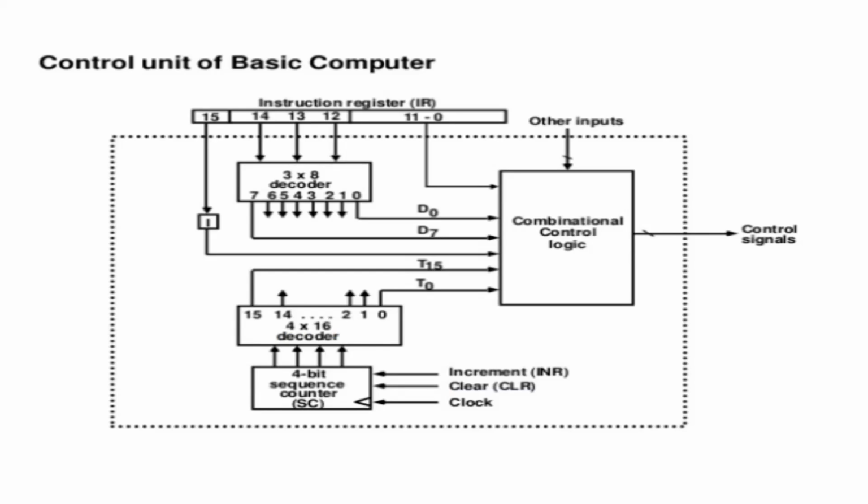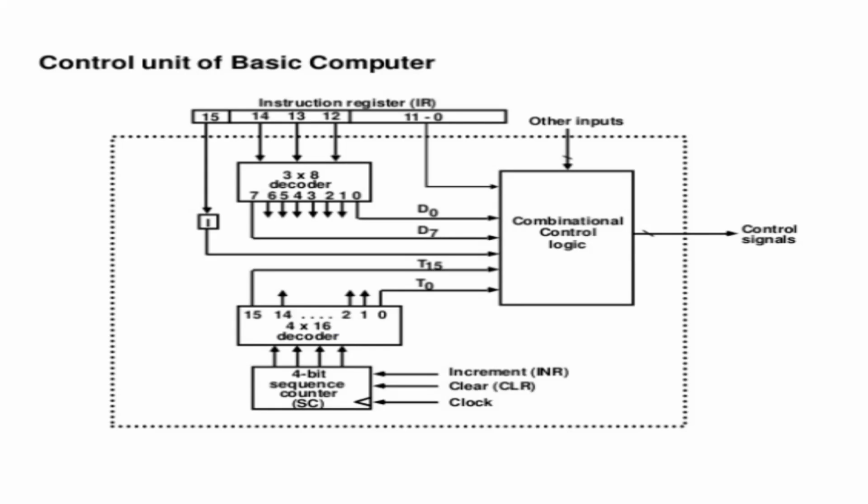This mode may be either 1 or 0. It is represented as I. And the opcode is 3 bits, and it occupies 12-bit, 13-bit, and 14-bit. And the address part will occupy bits 0 to 11.